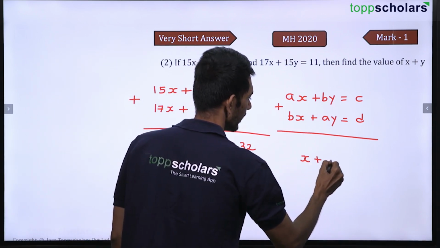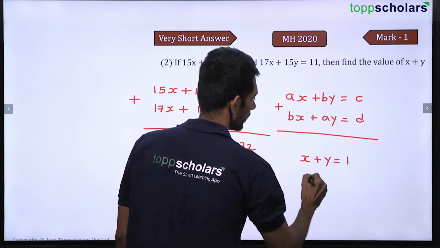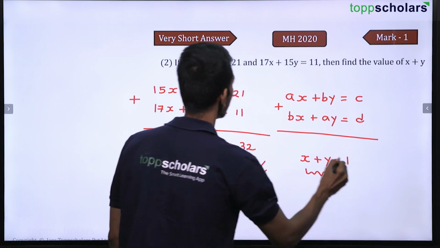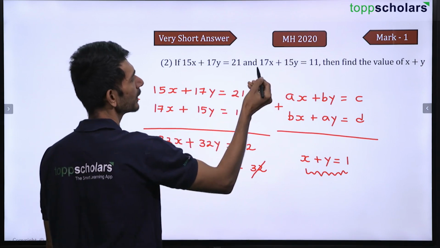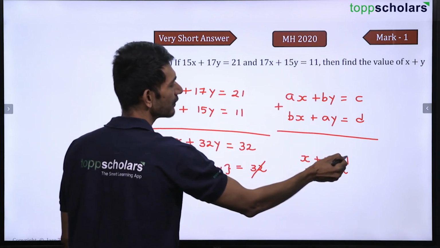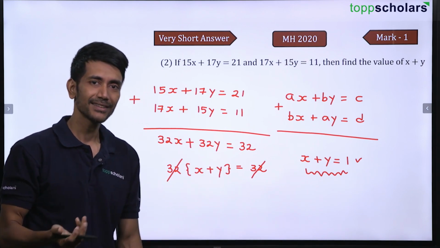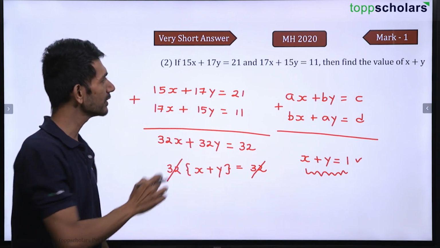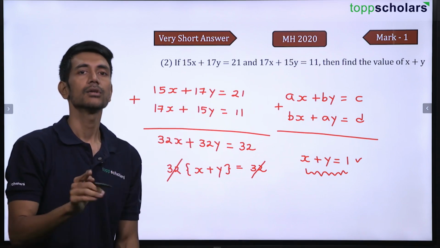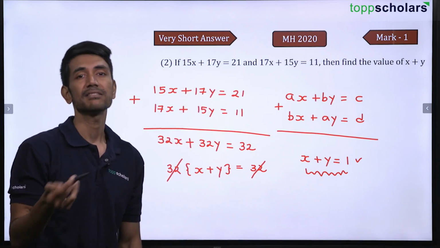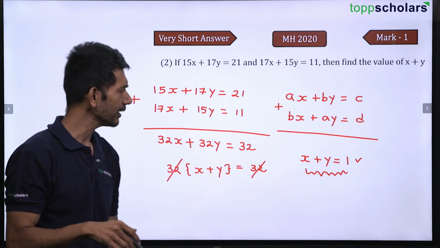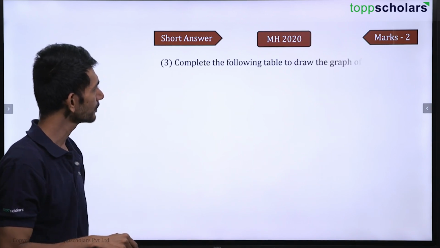So x plus y is equal to 1. And yes, the question says find the value of x plus y. The value of x plus y is 1. Simple and straightforward question, isn't it? Very simple for 1 mark. So always remember, you just need to add it. No need to solve it simultaneously by cancellation and all. It's not needed. Okay, let's continue.